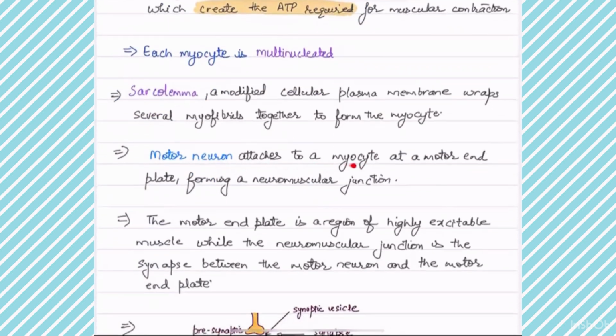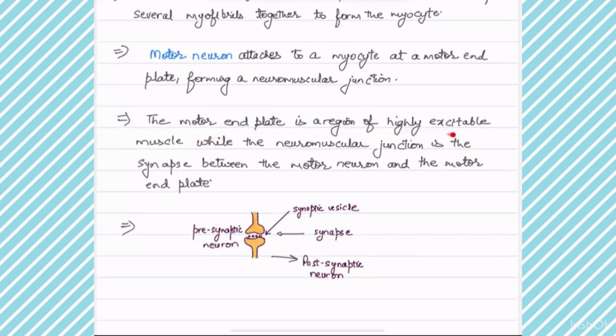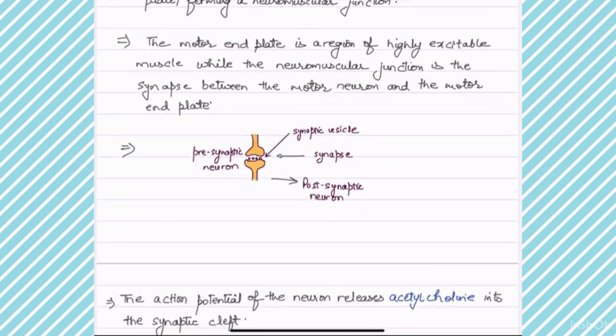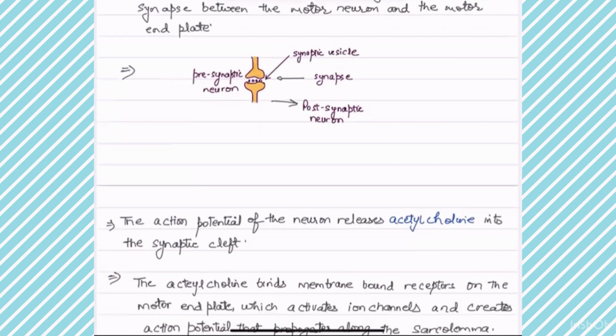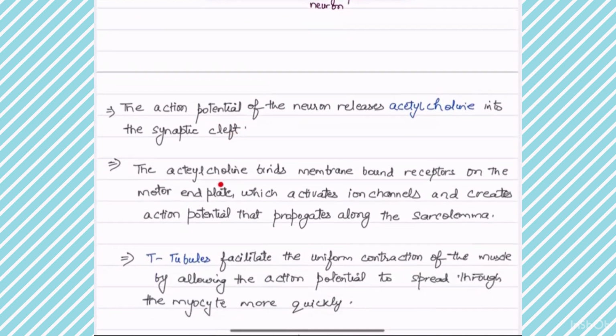Motor neurons attach to a myocyte at a motor end plate, forming a neuromuscular junction. The motor end plate is a region of highly excitable muscle, where the neuromuscular junction is a synapse between the motor neuron and the motor end plate. This is the presynaptic neuron and the postsynaptic neuron, and the synaptic vesicle from where neurotransmitters are released at the synapse. The action potential of the neuron releases acetylcholine into the synaptic cleft. The acetylcholine binds membrane-bound receptors on the motor end plate, which activates ion channels and creates an action potential that propagates along the sarcolemma.